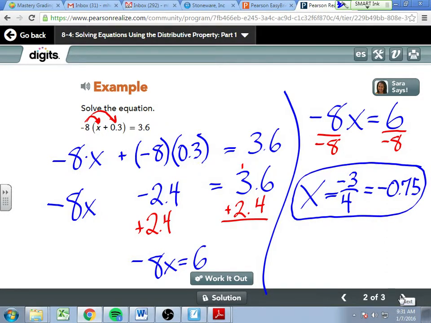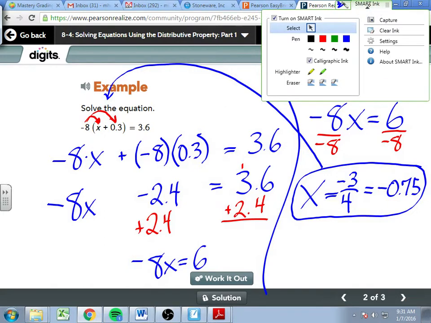Then to check it, if you ever want to check your answer, grab your value, plug it in to where the x was, and do the math. Because now that I know what x is, if I plug it in here, I can add them together because they would be like terms. Does that make sense? To check it, I just plug it in and do the math because it should equal.